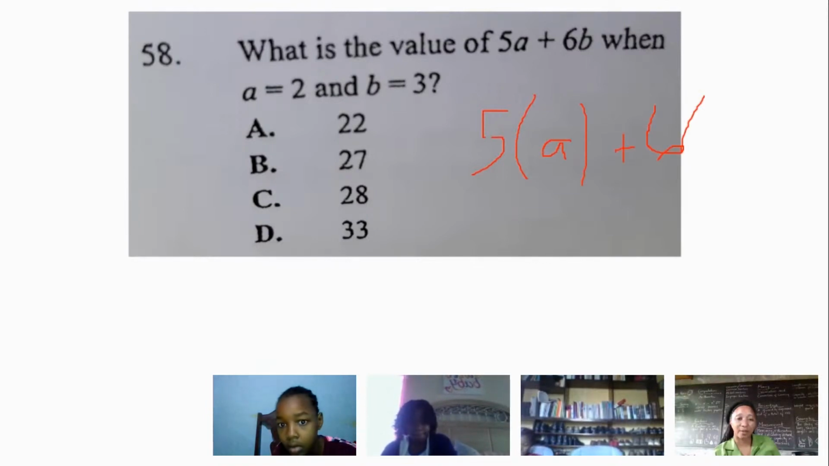All right. So we're substituting 2 where a is because they tell us that's the value of a. So a is 2, so we put 2 where a is. 5 times 2, that's 10. And we put 3 where b is. 6 times 3 is 18. And 10 plus 18 is 28.